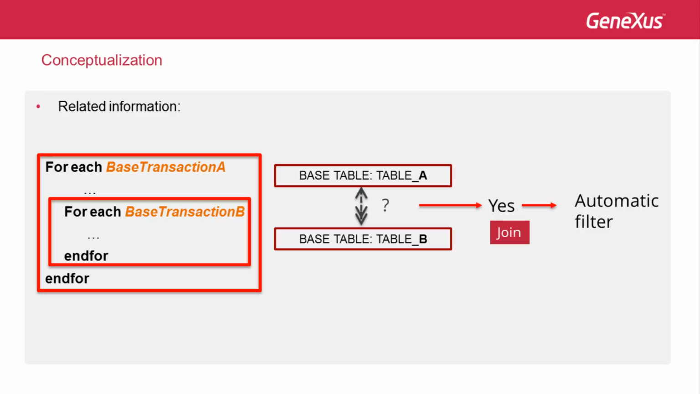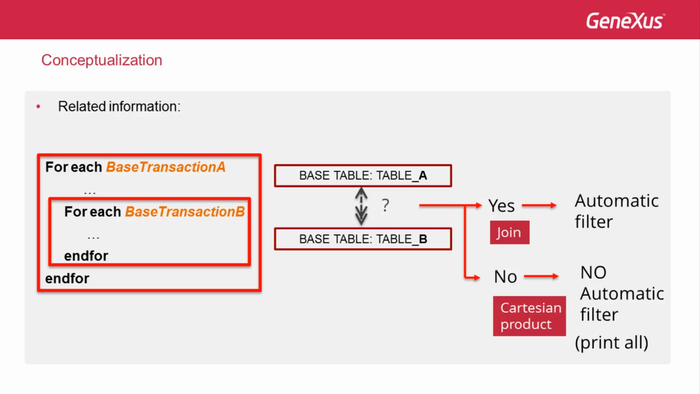If, on the other hand, the answer to the question about the existence of a relationship was no, no filter would be applied. All the records of the nested for each command for every record of the external for each command would be printed. This type of nested for each command, where no implicit relationship is found, is called Cartesian product. Of course, the developer can always add explicit filter conditions by typing them directly in the for each command with where clauses.